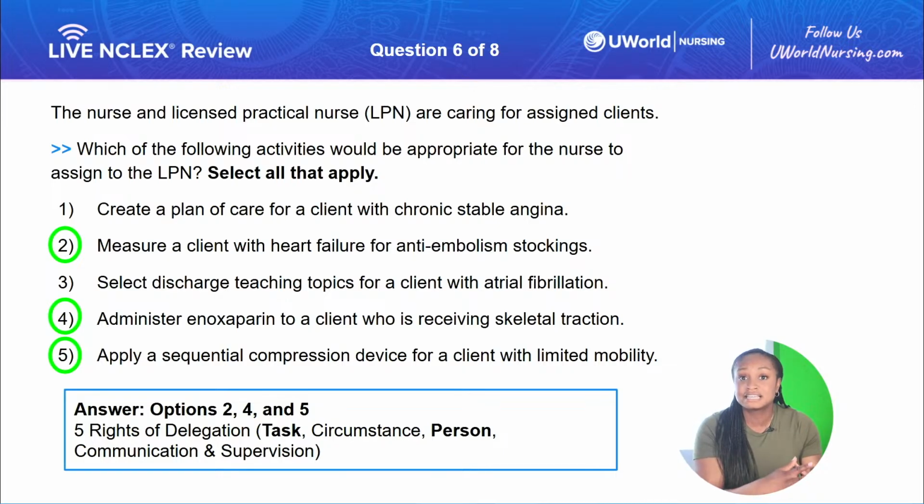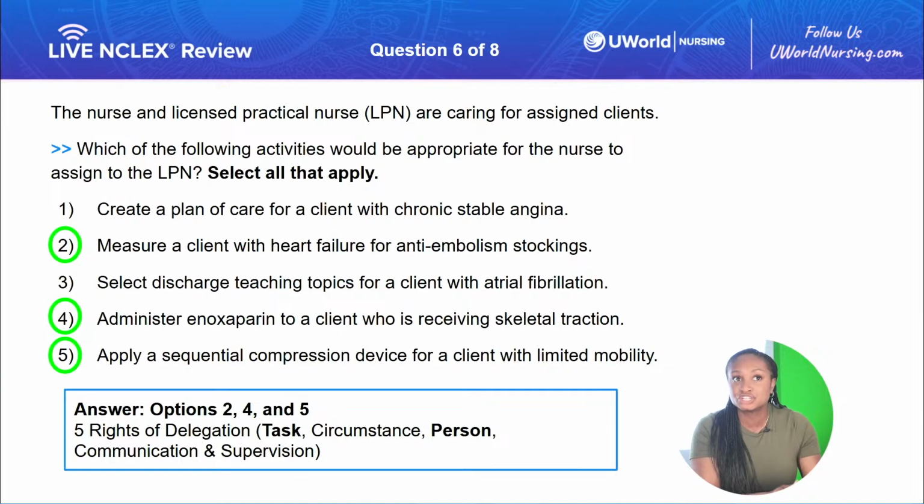Again, it's continuing the care, so it is okay and routine for this client, most clients actually, to be on an SCD machine. Options 1 and 3, create a plan. Again, that's initiating something. So creating a plan of care for a client with chronic stable angina is something that the nurse would do. It's within the nurse's scope of practice to initiate a care plan.